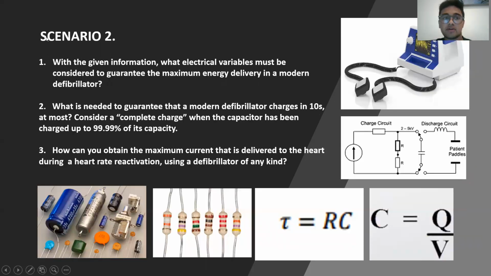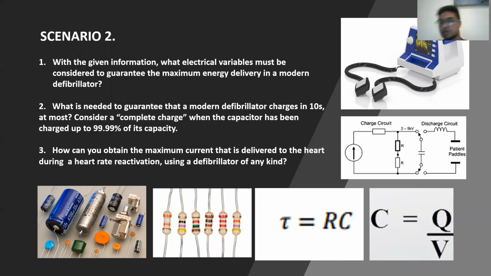In the second scenario, they asked what electrical variables must be considered to guarantee maximum energy delivered in a modern defibrillator. I used two variables that are really important: the capacitor and also the resistance. We know that the lower the value of the resistor, the higher the current will be. So this will be good for having maximum energy to use in the defibrillators.